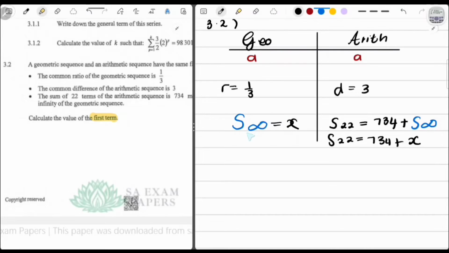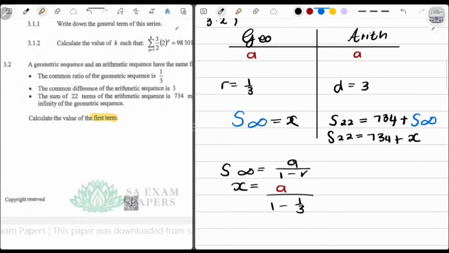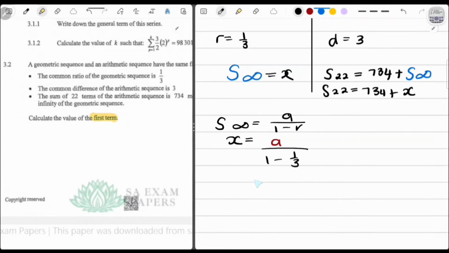In the geometric sequence they told us information about the sum to infinity. So we're going to go ahead and try and find the sum to infinity. Remember, that sum to infinity, I'm calling that x. So that sum to infinity we calculate by saying a over 1 minus r. And so that sum to infinity, which I'm calling x, is equal to a. We don't know what a is, but a is exactly the same here, over 1 minus 1 over 3. And 1 minus 1 over 3 is 2 over 3. So that's a over 2 over 3.